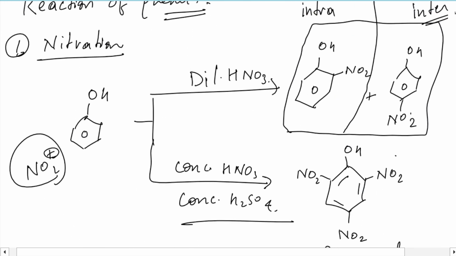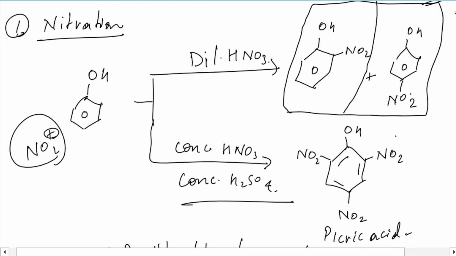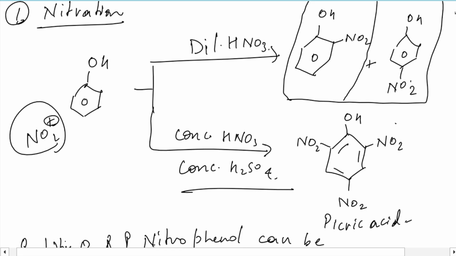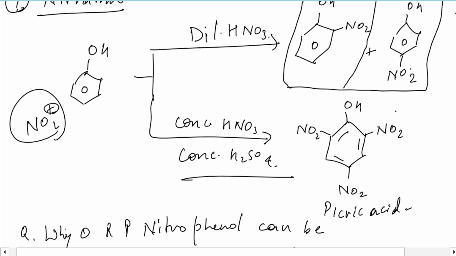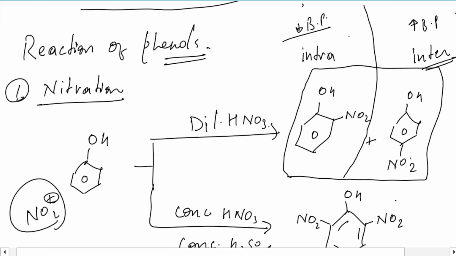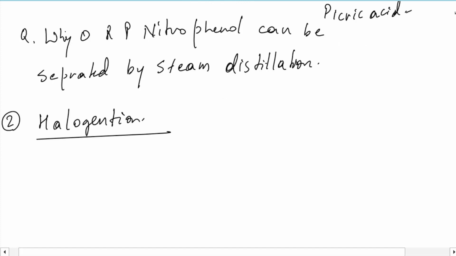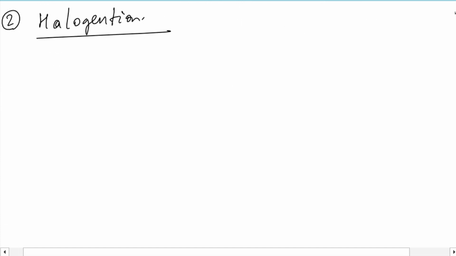Next that can be asked is why is the orthonitrophenol less acidic as compared to paranitrophenol. So again the reason is hydrogen bonding, intramolecular hydrogen bonding, same reason we will have. Second one is halogenation. This halogenation is also used as a distinguishing test for phenols.